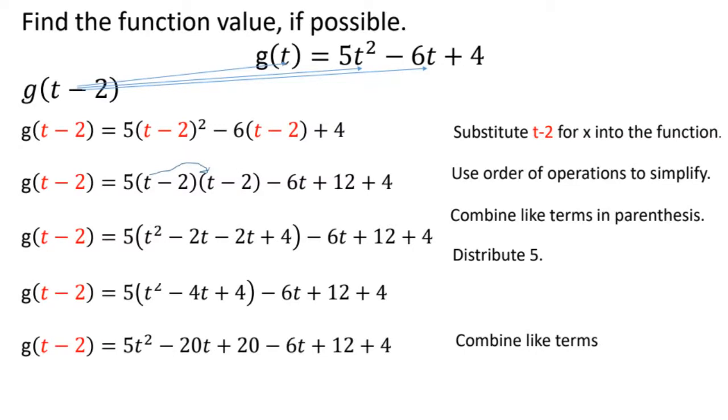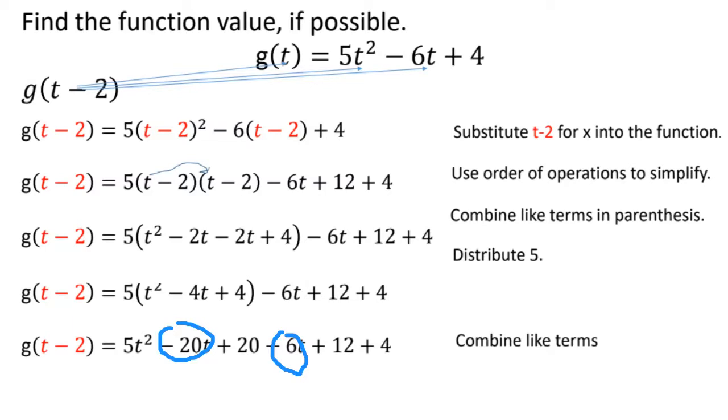And then again, I'm going to combine my like terms. Now look, I look first at the 5t squared. Is there any other term that has a square? No. Well, then I leave that one alone. Then I have a negative 20t. Are there any values that have a t as well? Oh, yeah. I have this, with a t, and this is also with a t, right? And they're both the same sign, so I'm going to add. Negative 20t minus 6t is going to be a negative 26t.